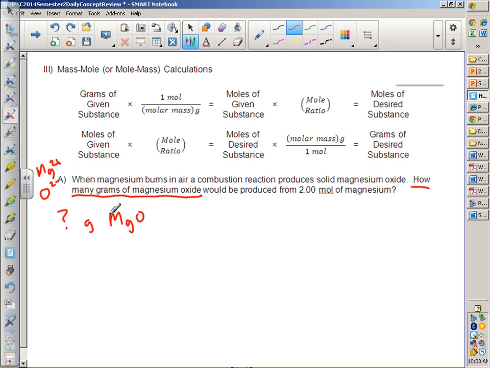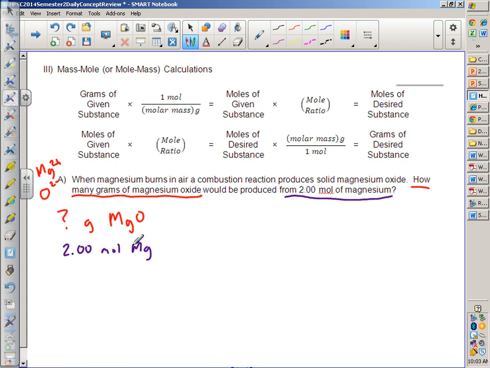Next, what do we know? What information did they give us to work with here? Julian, what's one thing? We start with 2 moles of magnesium. Okay, so we got 2.00 moles of magnesium.